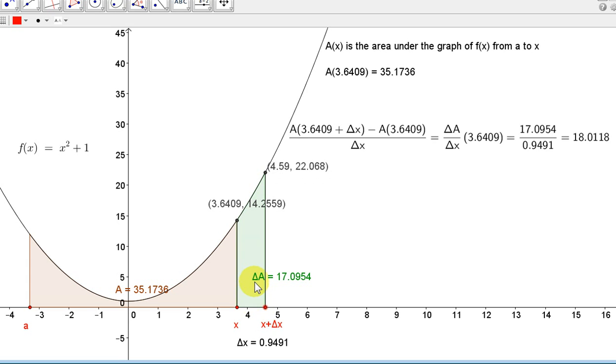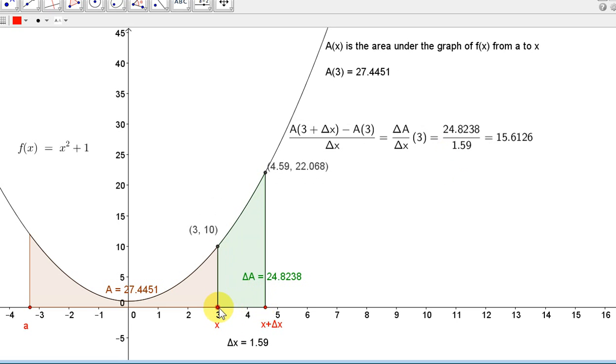We are going to be interested in the ratio delta A is to delta x, delta A over delta x. Now that ratio will depend on x, and it will also obviously depend on delta x. Let's make x equal to 3. We can make x equal to anything we like, but just for convenience I'll make x equal to 3.